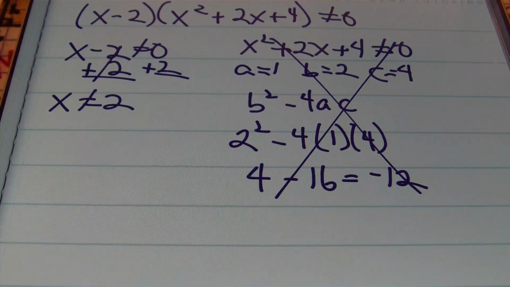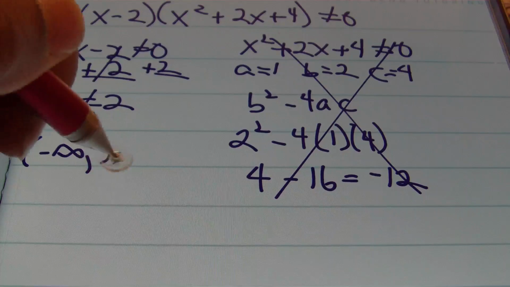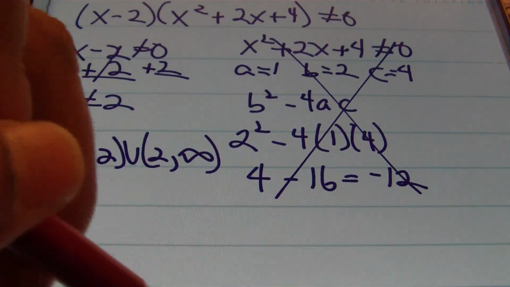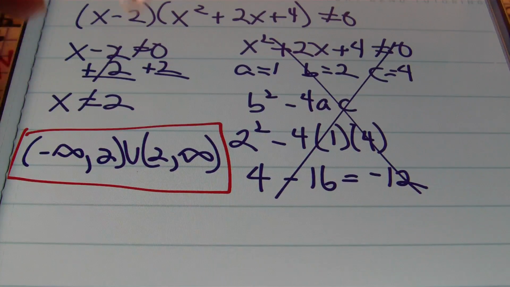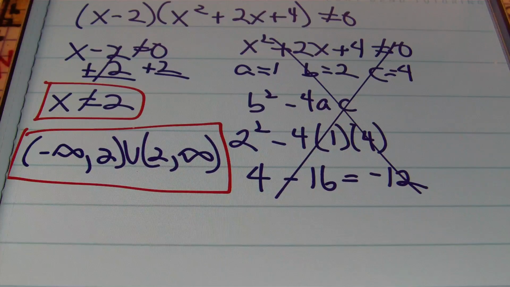So my interval notation for this problem is negative infinity to 2, union 2 to positive infinity. In other words, I'm excluding 2, but every other value is good. Depending on how your teacher wants you to write the domain, you can simply say that x cannot equal 2, but most likely you'll be using interval notation: negative infinity to 2, union 2 to positive infinity. And that's problem number 12.